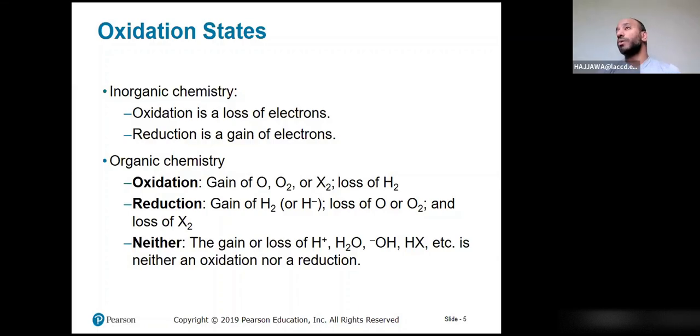Loss of hydrogens also can be an indicator that you have an oxidation taking place. Opposite to that, gain of hydrogen or hydride, loss of oxygen or O2, and loss of halogens will be basically taking place in a reduction process. So if neither of the two features exist, then obviously you have neither reduction nor oxidation.